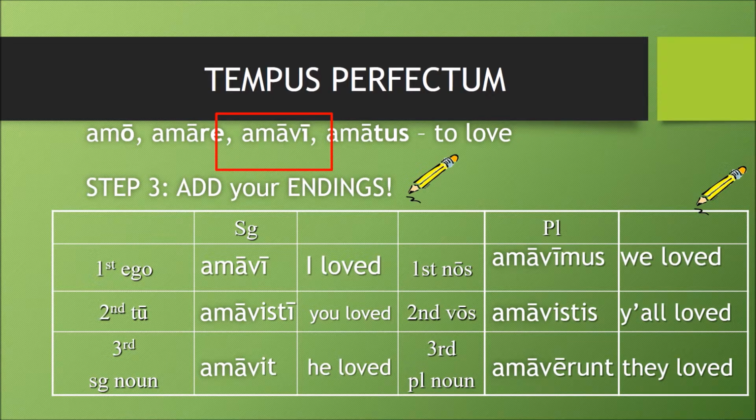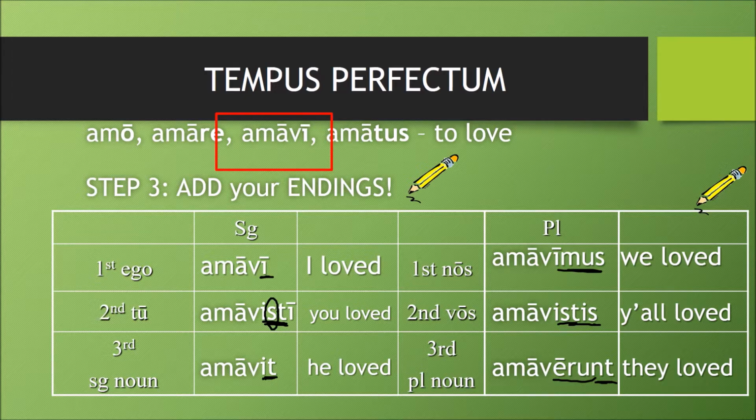I, isti, it, imus, istis, and erunt. Now, the nice thing is that we do have some similarities between these new endings and the endings that we knew for our other tenses as we're looking at the person and who's doing the action.